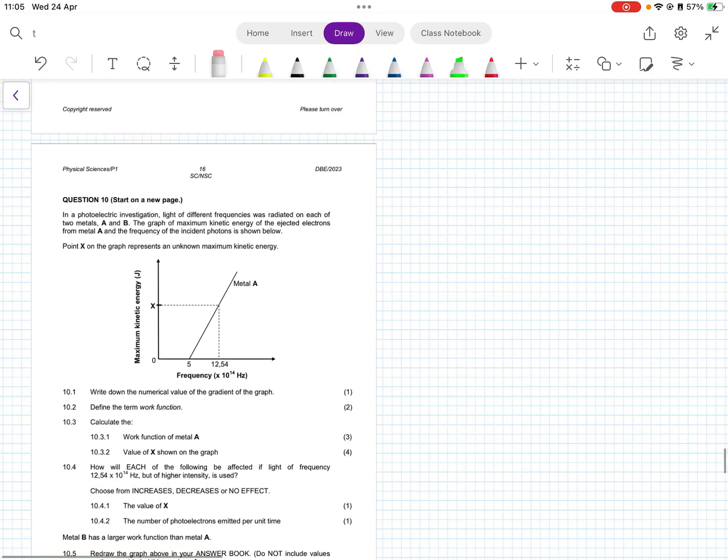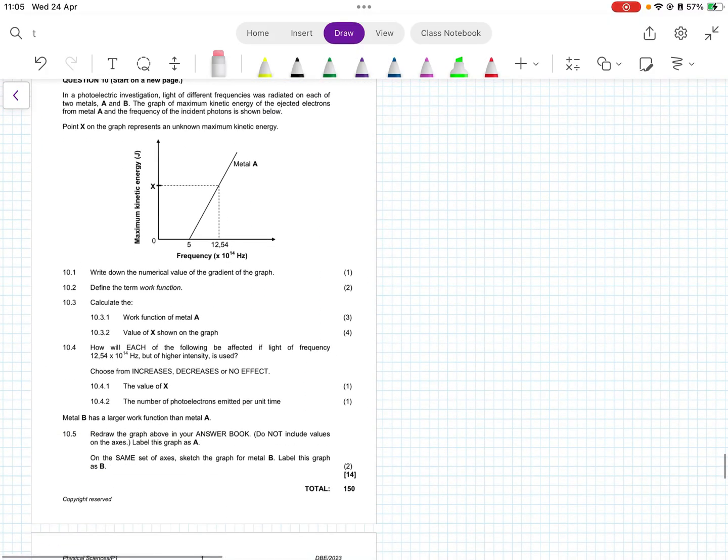Question 10, the final question. Ooh, what a beautiful question. A question about one of my favorite sections of physics, the photoelectric effect. Without wasting time, let us get right into it.